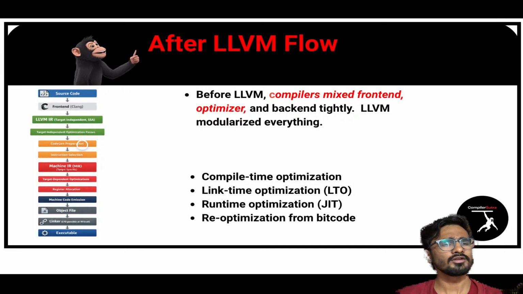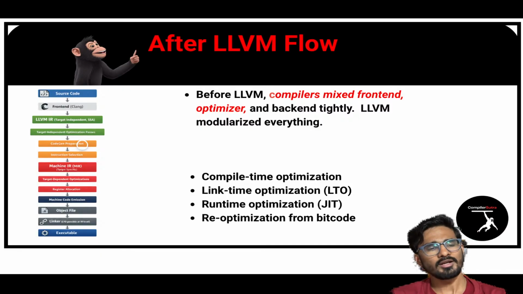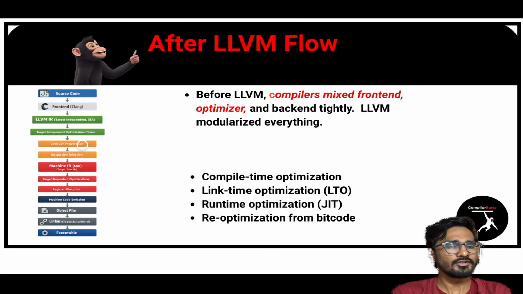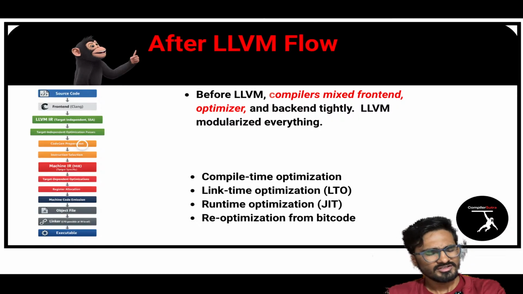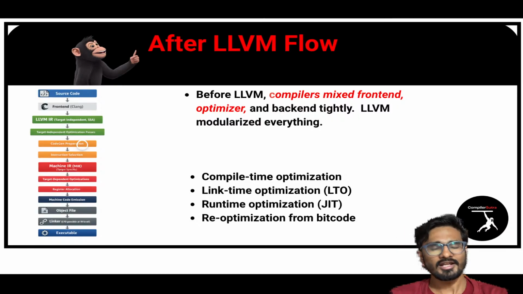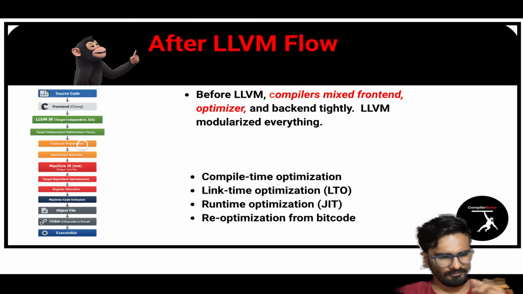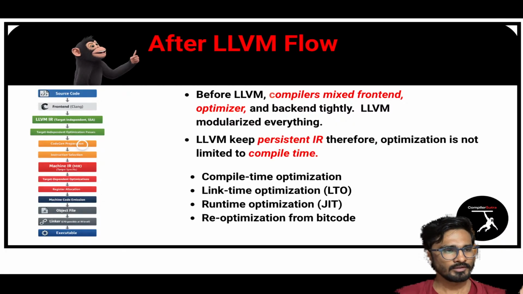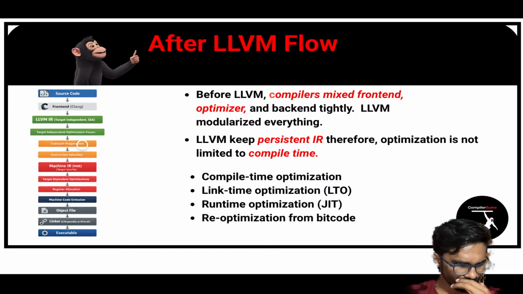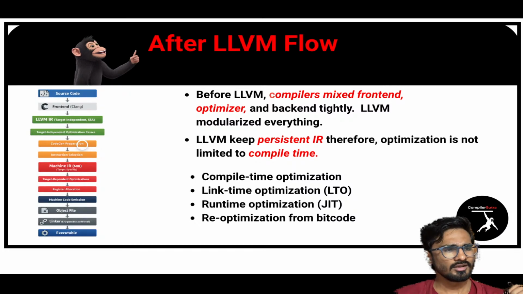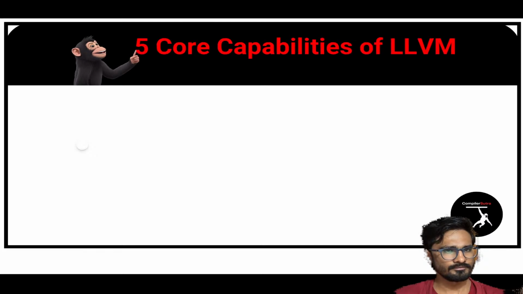So before LLVM, compilers mixed everything, front end, middle end and back end, tightly. They were tightly coupled. After LLVM, the front end job, middle end job, and back end job became less tightly coupled. Tightly coupled means they depend heavily on each other. Now they can work in a modular way. So LLVM keeps persistence higher. Therefore, optimization is not limited to compile time. Optimization moved from compile time to link time optimization, runtime, and re-optimizing from the bitcode.